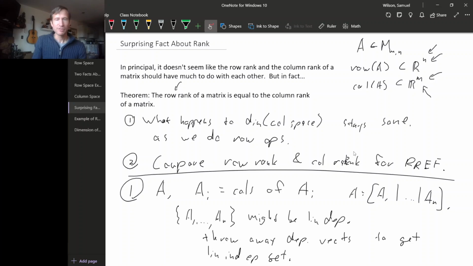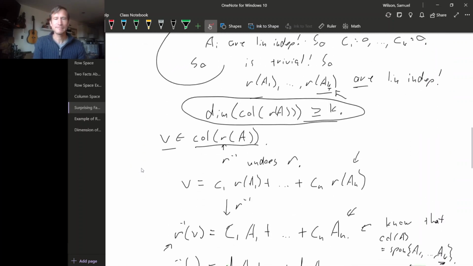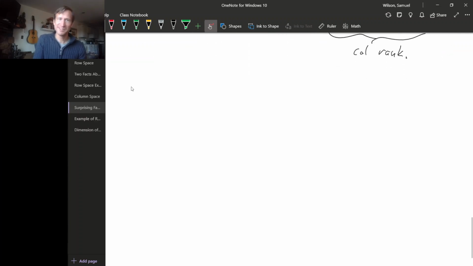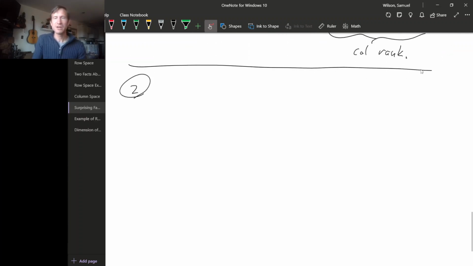Okay, so as we do row reduction to get to a reduced row echelon form, the dimension of the column space is staying the same, even though the column space itself is changing the whole time. All right, so now let's compare the row rank and the column rank for reduced row echelon form.